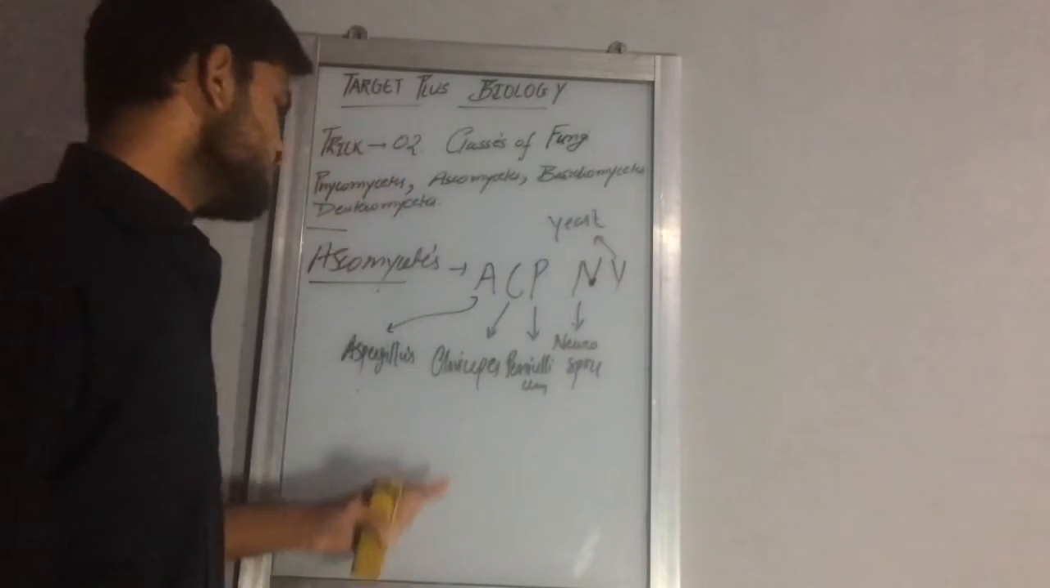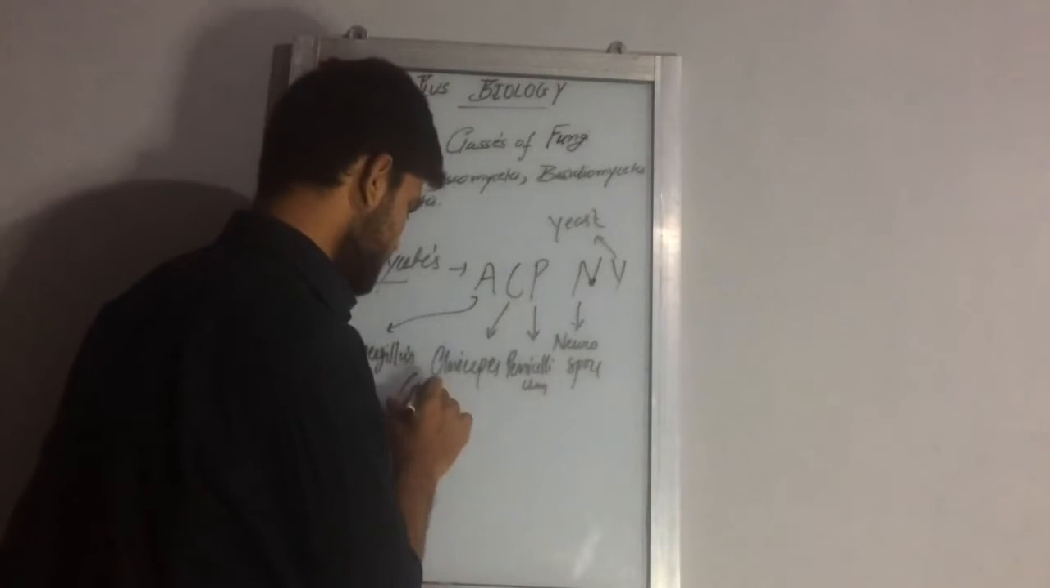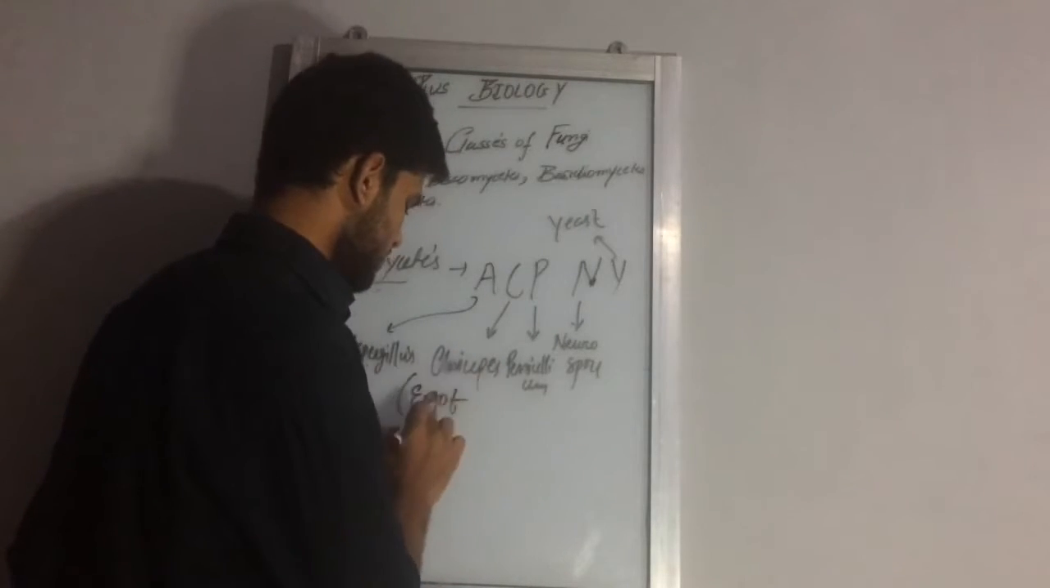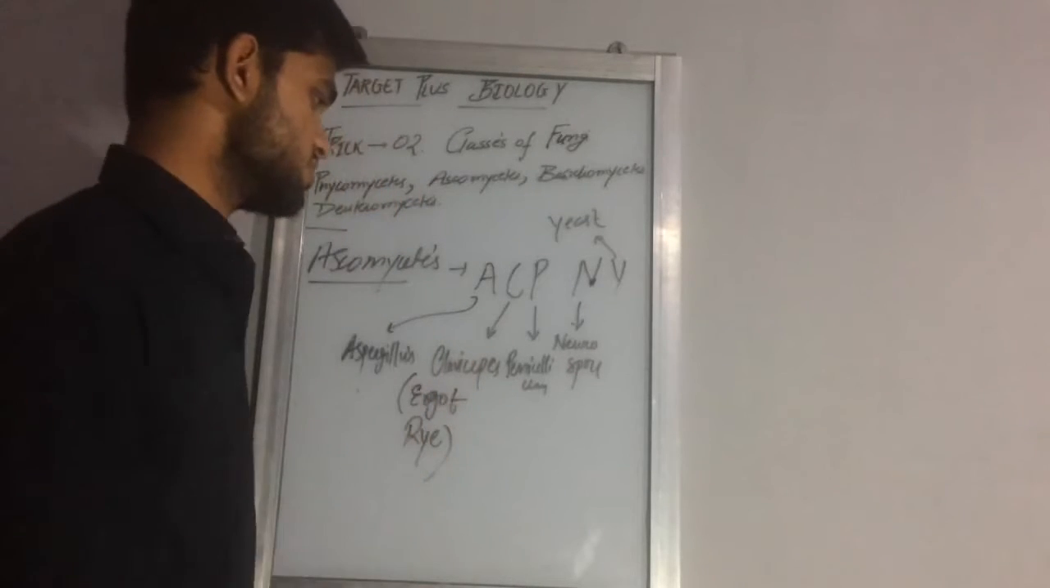Take out the important one, Claviceps. Claviceps is commonly spelled as Claviceps purpurea. It causes ergot of rye. It is one of the most important diseases, and the chances are high of this question being asked.